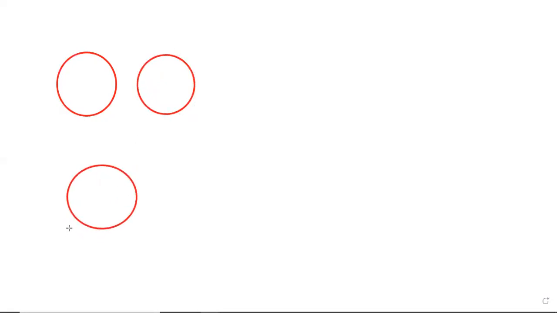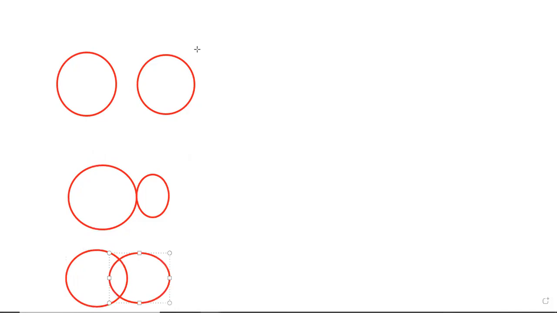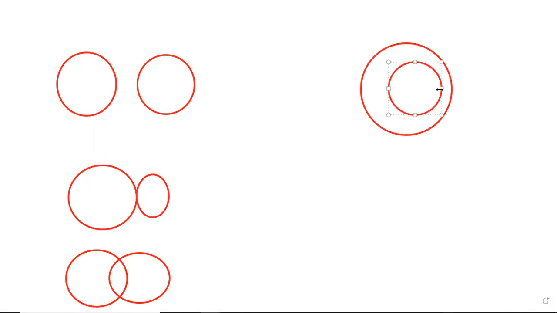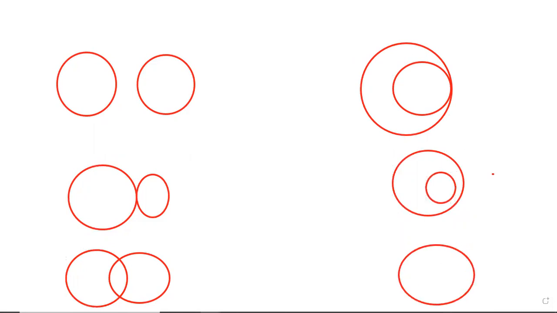Now we are going to study the position of a circle to another one. We have two distant circles. They are two distant circles. And we have two circles which are touching externally. They are two touching externally circles. And we have two intersecting circles. And we have touching internally. They are touching internally. And we have one inside the other. And we have two concentric circles.